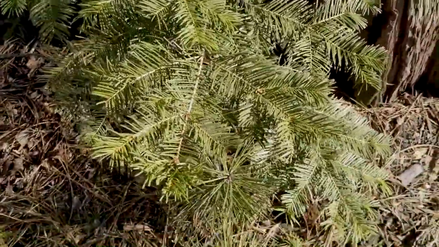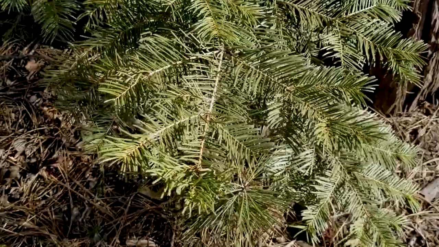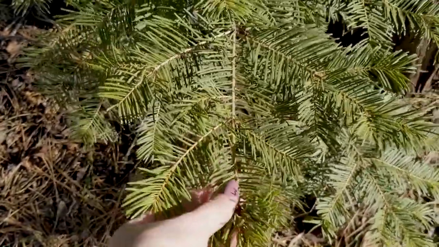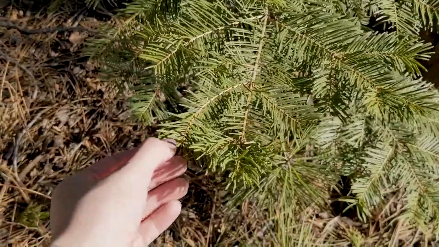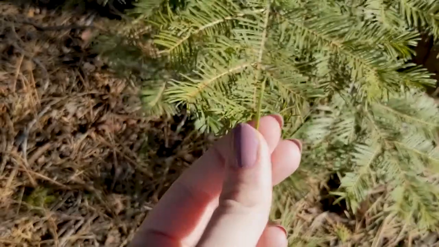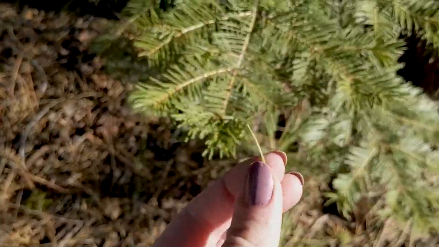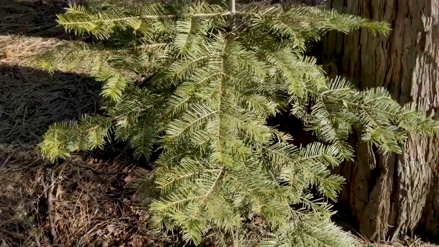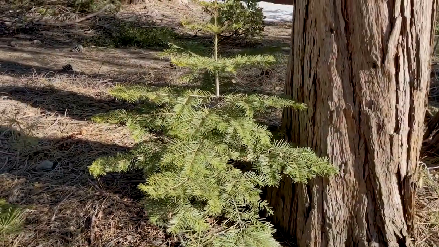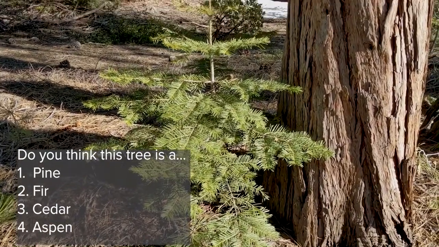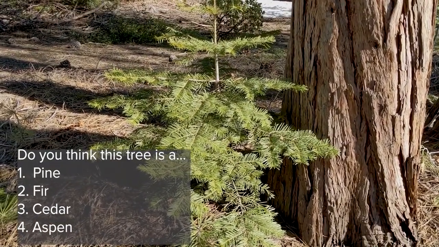So we can take a closer look at these needles, and we can see how they are attached to the branch. If I take one needle off, it comes off individually. This was not attached in a bundle. This needle was attached directly to the branch here. So what tree do you think this is? You can pause the video until you have your answer, and then hit resume when you are ready for me to tell you.